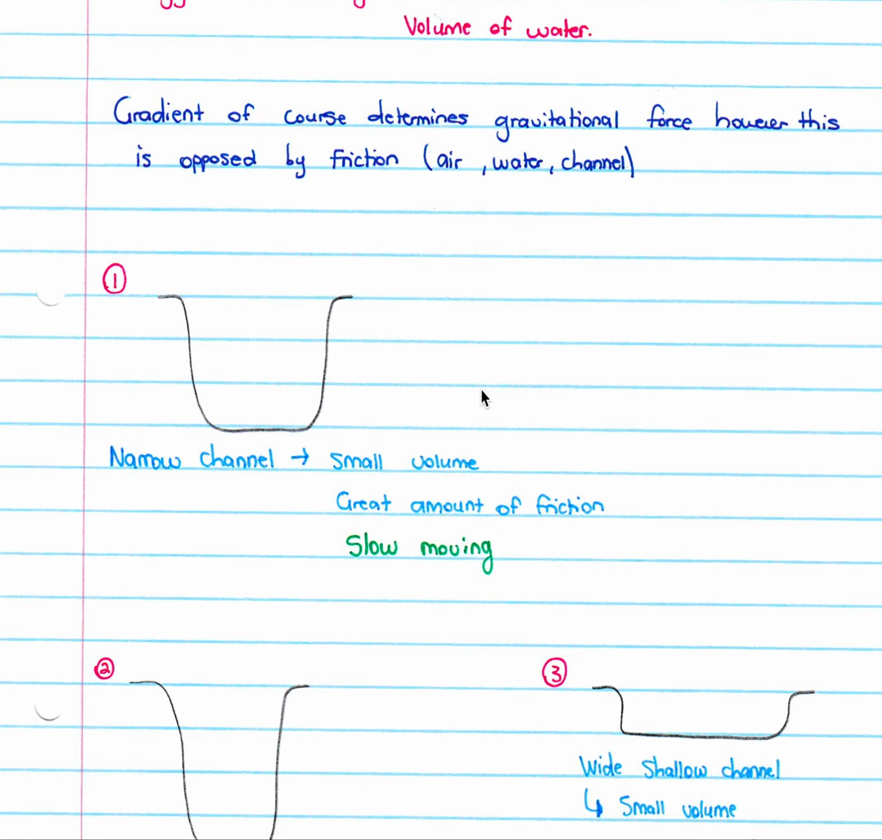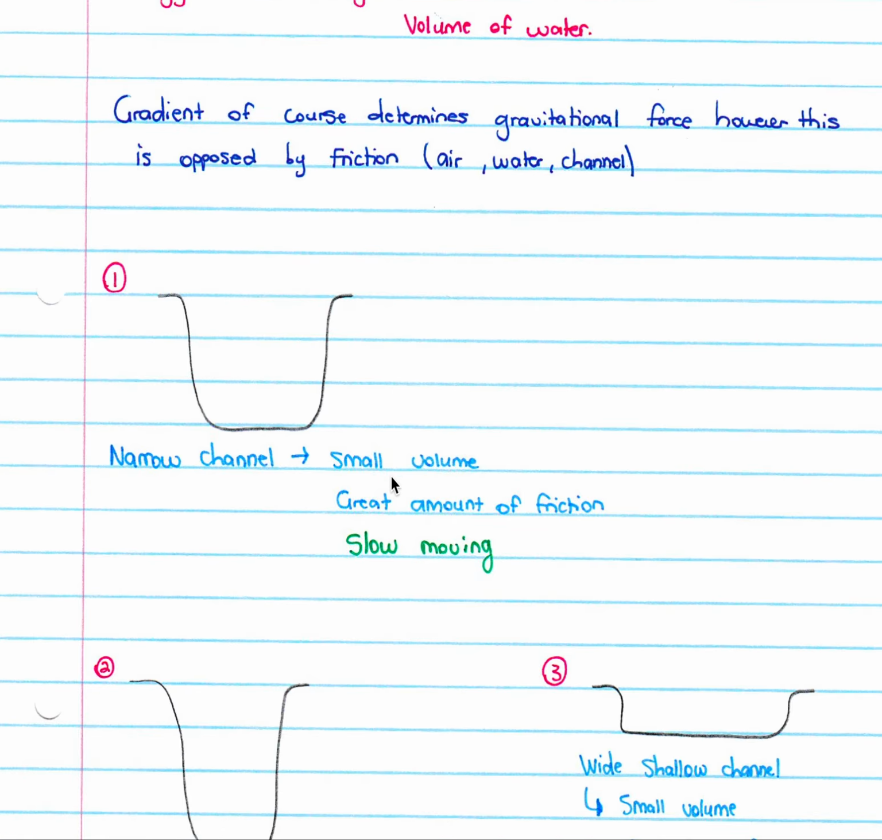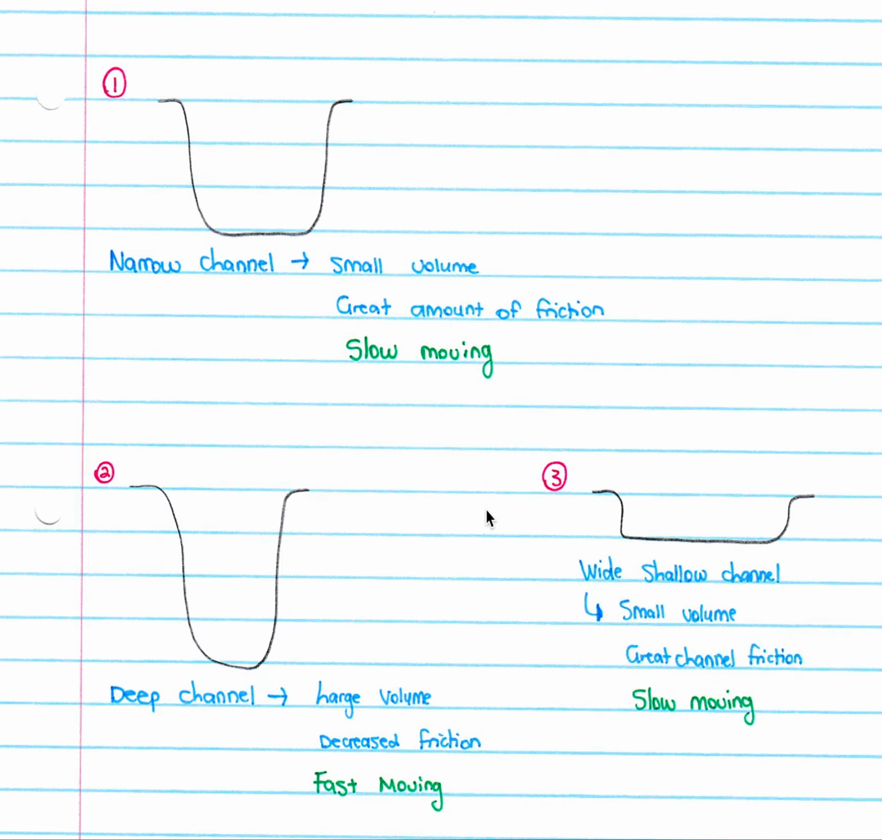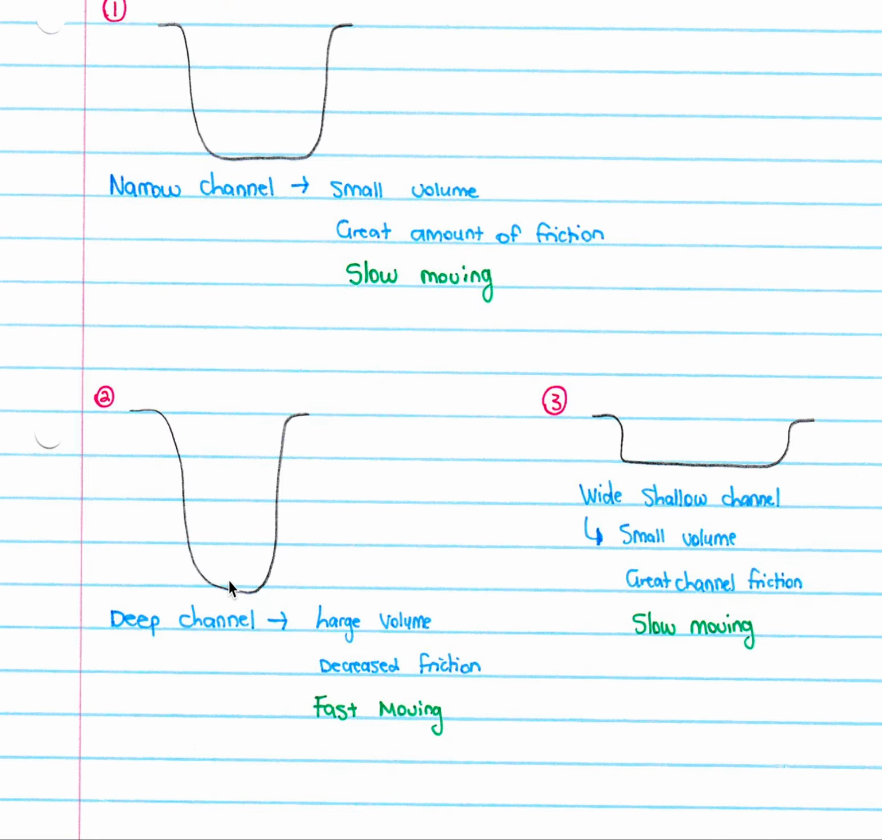So if you have a narrow channel, you will have a small volume with a great amount of friction, and therefore it will be slow moving. If you have a deep channel, you have a larger volume with decreased friction, as you have decreased area where your water is in contact with your banks, and therefore it's fast moving. And third case, you have a wide shallow channel with a small volume and great channel friction, and therefore the water is slow moving.